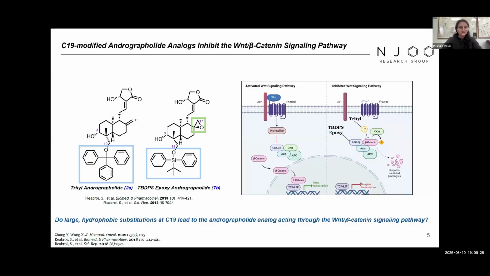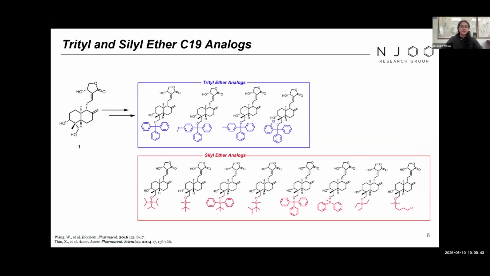We found this very interesting as it allowed us to ask whether and how large hydrophobic substitutions at the C19 position change the biological mechanism of action through which these compounds act. Here's a library of the 12 compounds that we synthesized, including the trityl and silyl ether analogs. In terms of synthesis, most of these compounds followed a simple protection conditions.